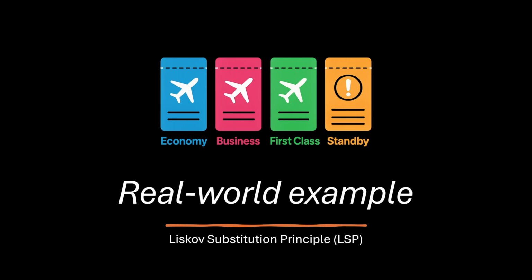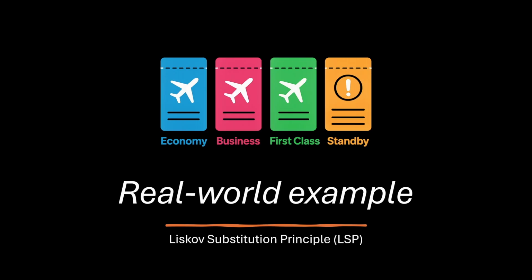Because any valid ticket should be able to assign you a seat on the flight. Economy, business, and first class all support assign seat. They guarantee you a confirmed seat. But standby is an odd one out. It represents uncertainty. You might get a seat or you might not. So what happens if your application blindly treats every flight ticket the same and tries to assign seat for all of them, including standby? The standby ticket throws an error: seat assignment unavailable until gate confirmation.